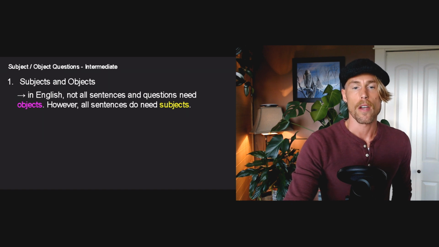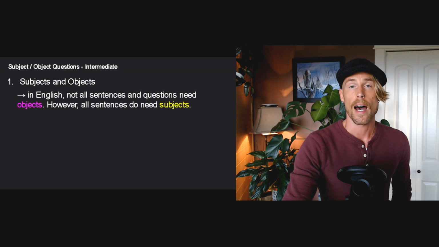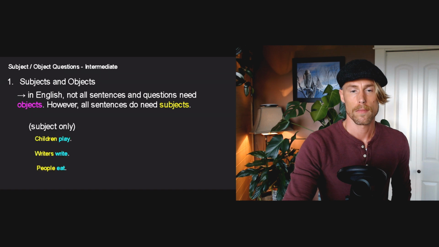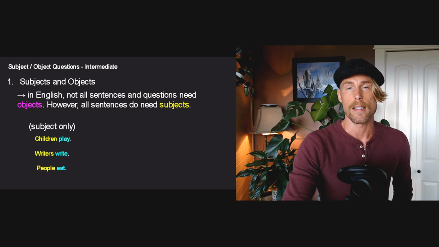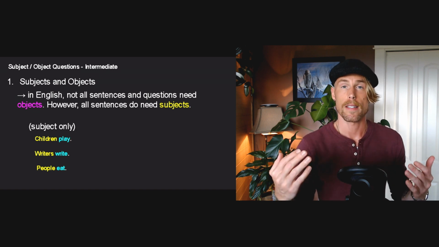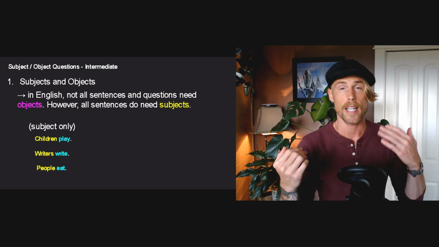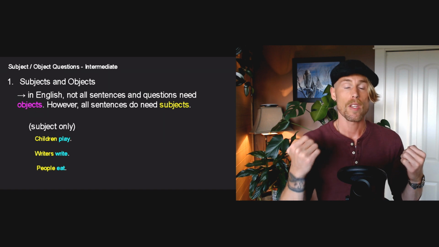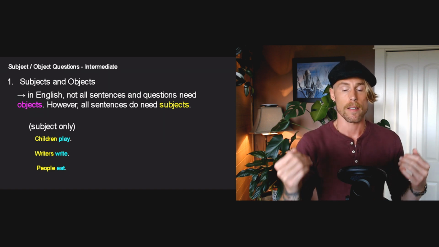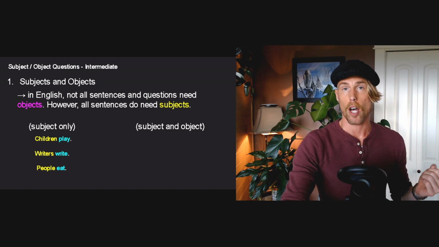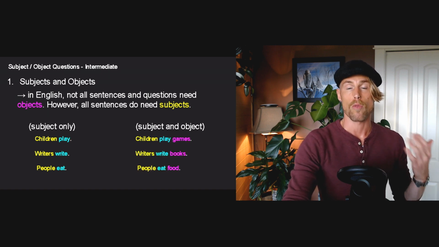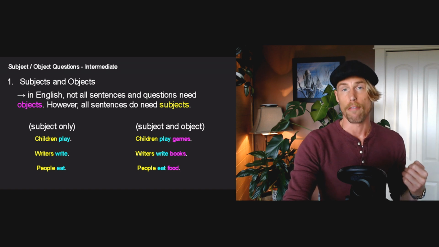In English, not all sentences and questions need objects. However, all sentences do need subjects. So these are sentences with subject only. But remember, all sentences need a verb, a subject and a verb. Children play, writers write, people eat. Subject and object: children play games, writers write books, people eat food.